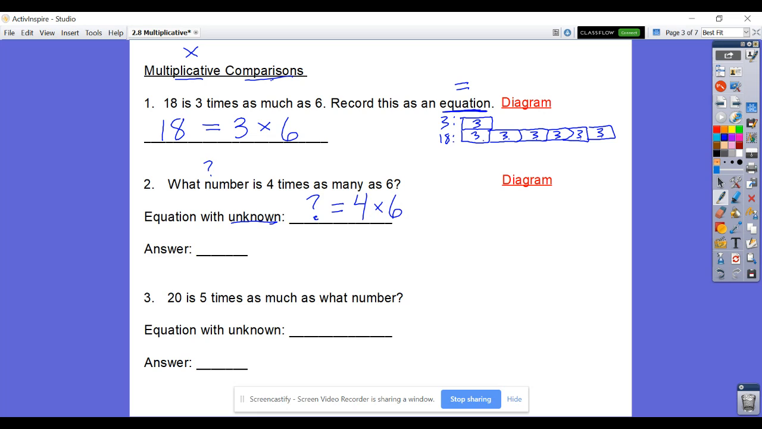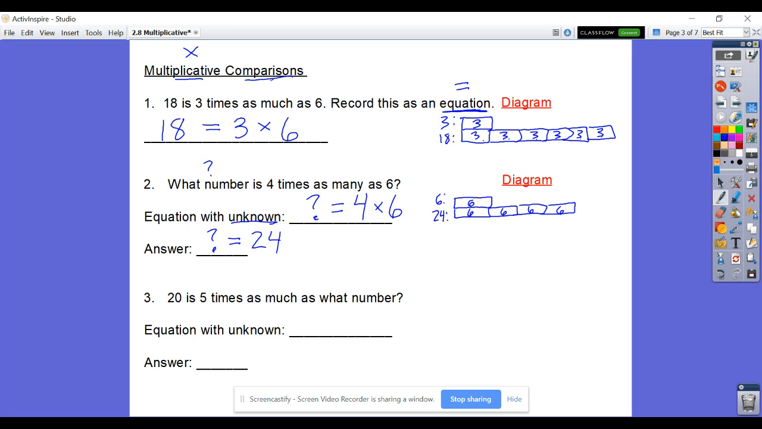I could draw this, right? I could draw 4 times as many as 6. So I'm going to draw my 6. Maybe I make a little box that represents 6. And if I did that 4 times, 2, 3, 4 total times, 6, 12, 18, 24 total. And you're probably saying, I knew that 4 times 6 was 24. Good for you. Got to get those basic facts down. So our answer, we're going to say that the question mark equals 24.